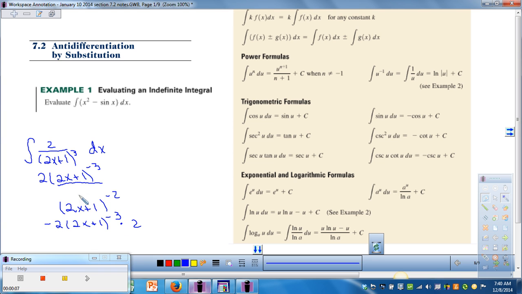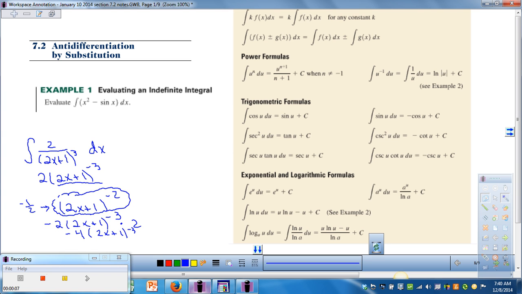So if I just simply had this, then I would have ended up with negative 4 times (2x plus 1) to the negative 3. Well, is that what we were looking for up here? No. So what would I have to multiply this thing by? Negative 1/2. So when we took the derivative of that, we would get this, and that's the only way you could think backwards to get to what that integral would be.